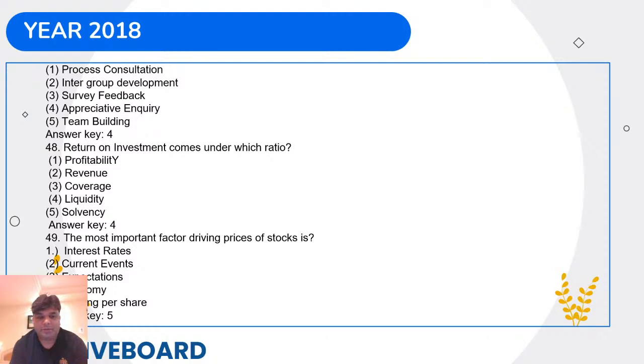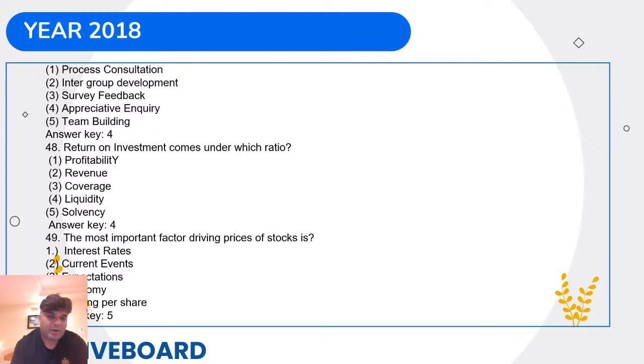Question number 48: return on investment comes under which ratio? Profitability, revenue, coverage, liquidity, solvency. ROI. We have come across this term in a lot of editorials. We have come across this term in a lot of coursework also. So ROI comes under which ratio? It comes under the liquidity ratio.